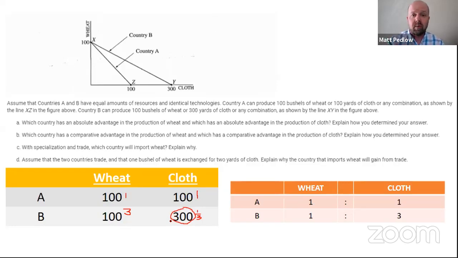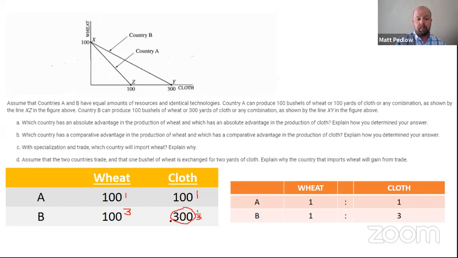But now you get to D, right? The terms of trade, the trickier point on here. So assume the two countries trade, and 1 bushel of wheat is exchanged for 2 yards of cloth. Explain why the country that imports wheat will gain. So first of all, they're throwing you a bone here. They're giving you an easy one. They're not saying both countries. They're just simply saying which country is going to import wheat.